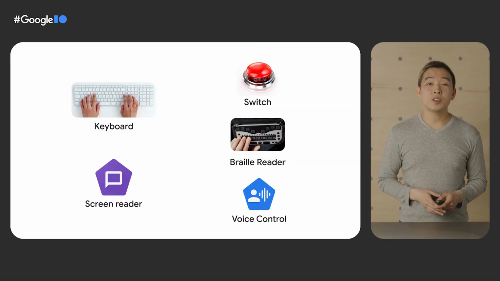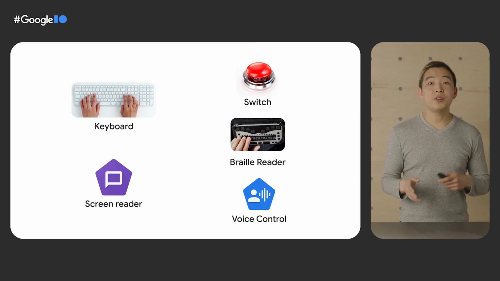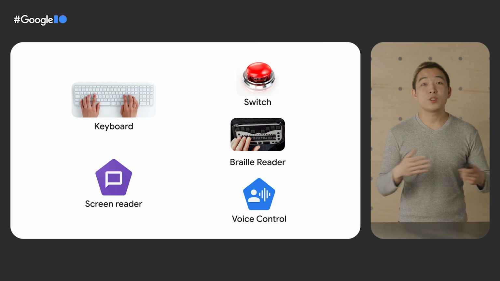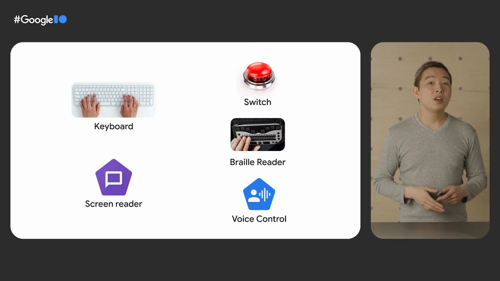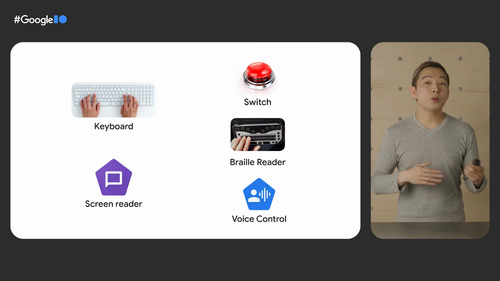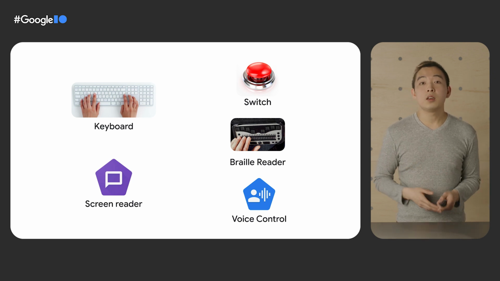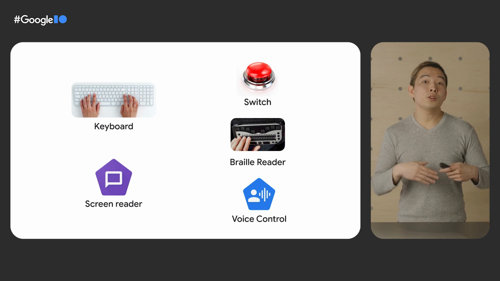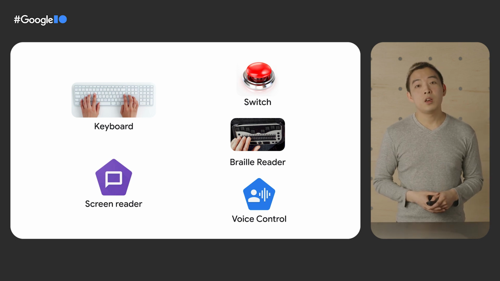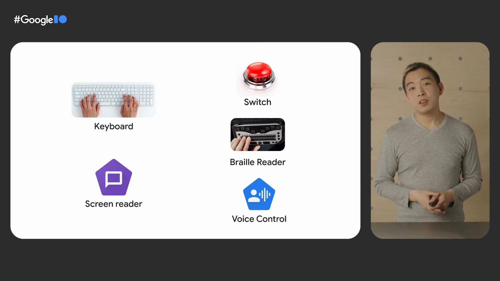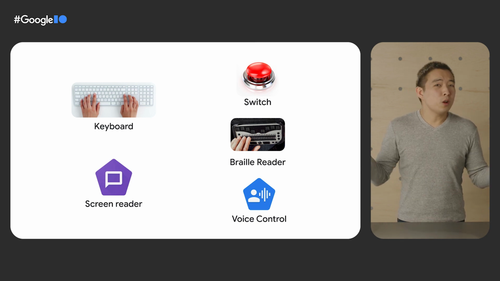Some common assistive technologies are keyboard, maybe if someone's unable to easily use a mouse, switch device, perhaps if someone has limited hand dexterity, screen readers, primarily for people who are low vision or blind, braille readers for people who are deafblind, and voice control if someone's unable to physically interact with a device. And there are many more technologies and use cases, and we can't cover them all today. But how do you build for all of these technologies?